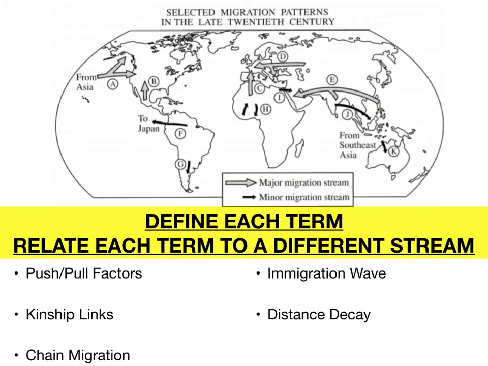Okay, so let's take a look. This is the title of the map, Selected Migration Patterns in the Late 20th Century. So it's important to note the title of any map or graphic that we're given. Late 20th century, so we know we're dealing with the 1980s, 1990s, and that time period. We're dealing with the whole world, and we're dealing with migration streams. So the question here really is to define each term and then relate each term to a different stream. The terms are push-pull factors, kinship links, chain migration, immigration wave, and distance decay.